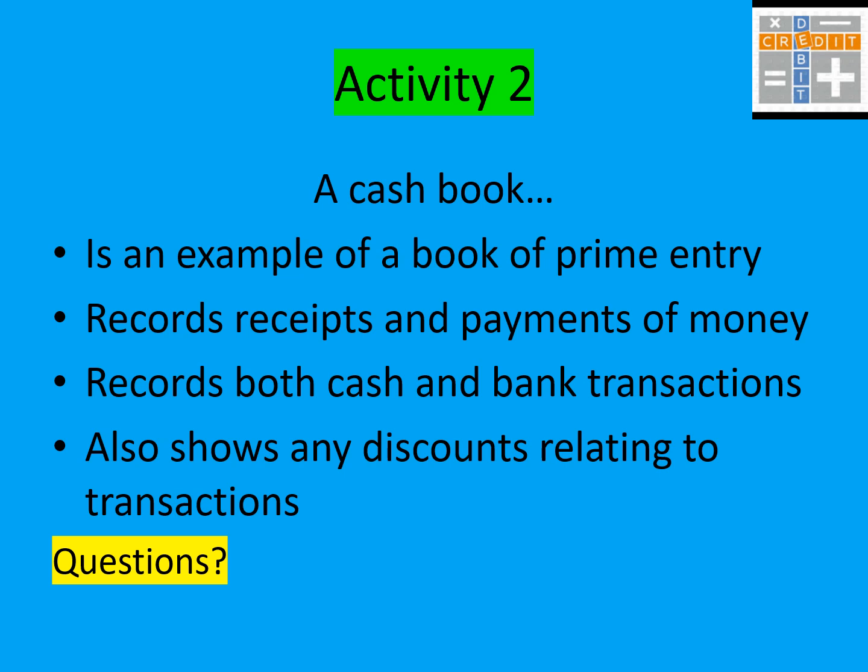A cash book records receipts and payments of money. A cash book records both cash and bank transactions. And a cash book also shows, as part of the information, any discounts relating to transactions. Please now go to the next slide.